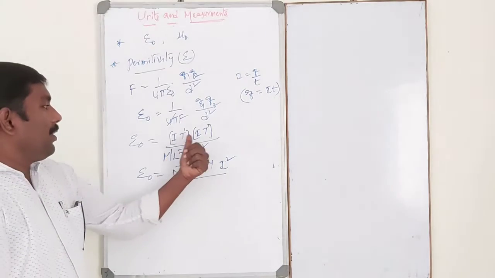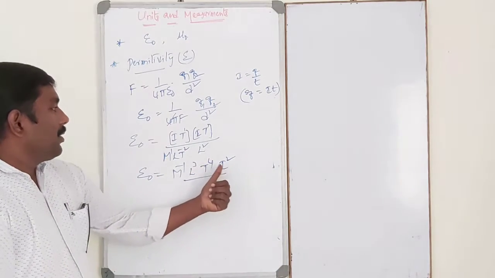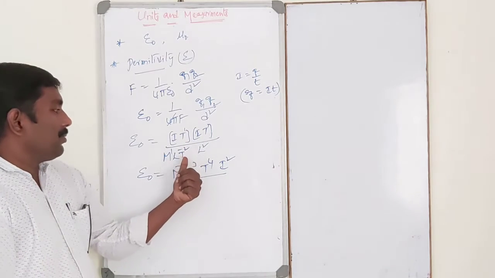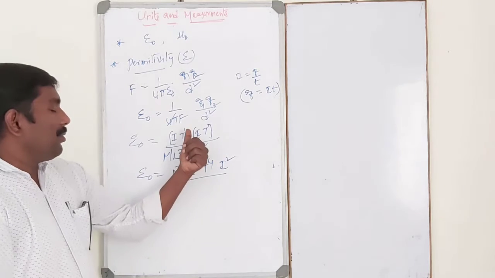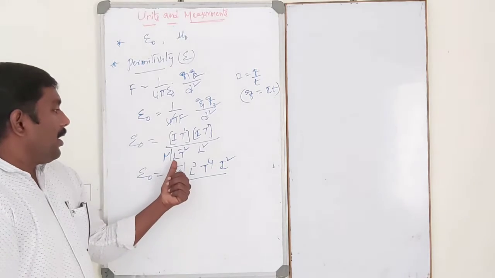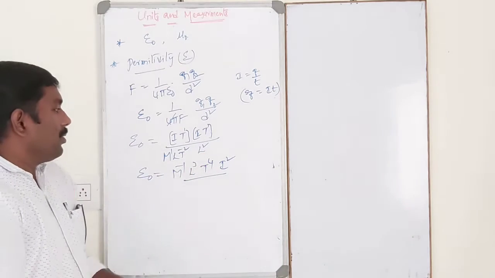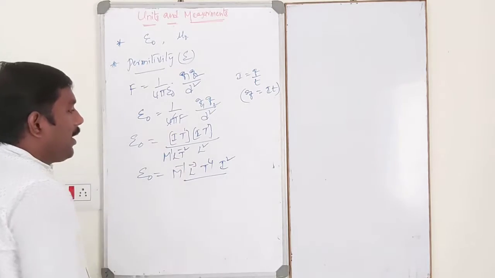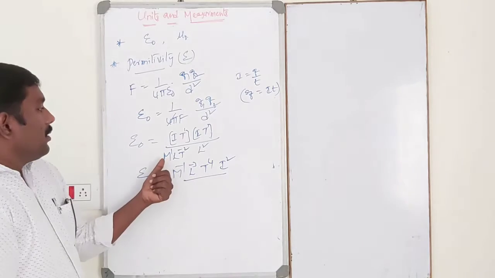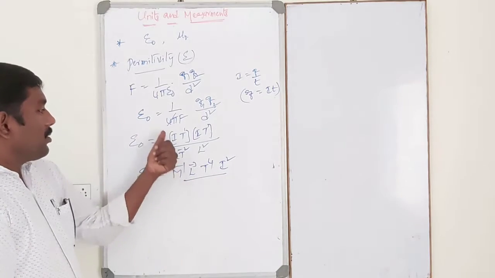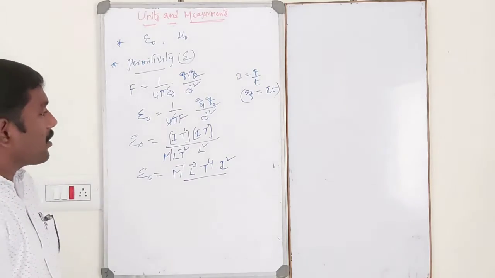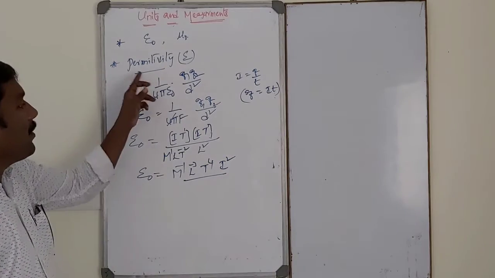See, dear students, I into I is I power 2, and T into T is T power 2, which is also T power minus 2 in the denominator, so it is taken from denominator to numerator. So overall T power 4, and L power minus 3. And also M power 1 is taken from denominator to numerator, M power minus 1. So this is the dimensional formula for the permittivity.